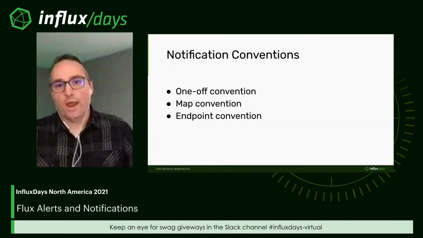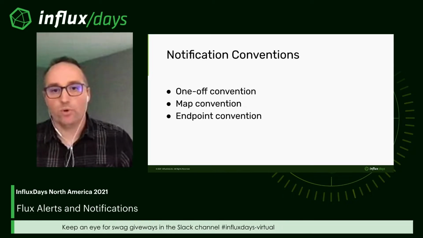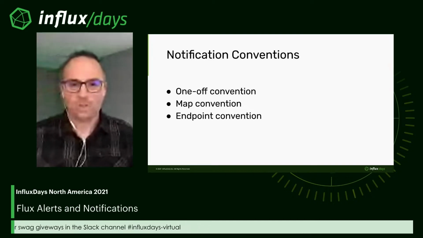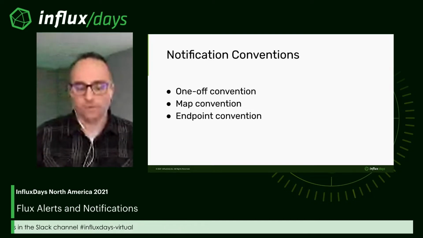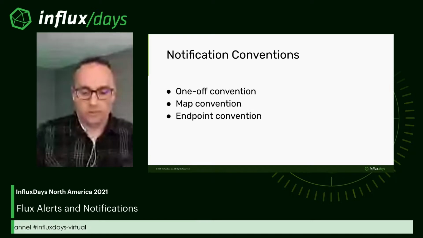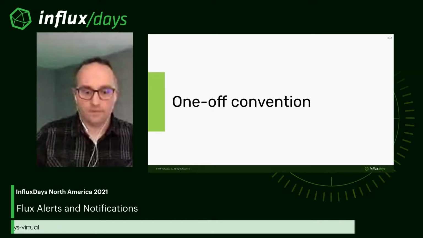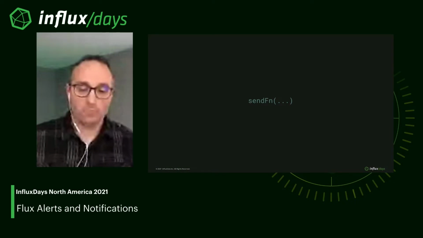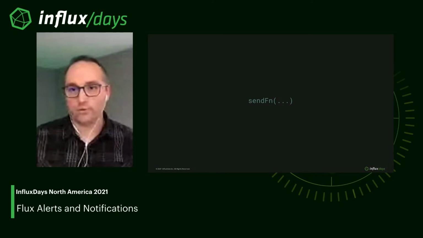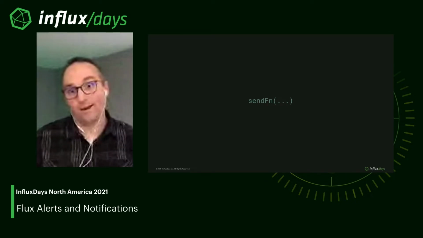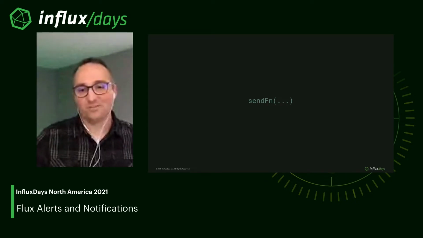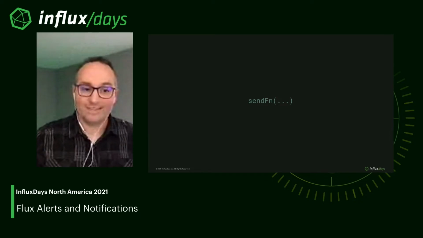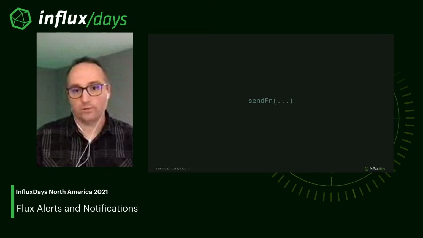So when it comes to writing these notifications in raw Flux, there are really three different conventions you can use: the one-off convention, the map convention, and the endpoint convention. The simplest of these is the one-off convention. By the way, my presentation is almost all code. So if you don't like looking at code, I'm sorry, you're going to look at a lot of it today. But the one-off convention is simply executing the notification function that sends a message to that external service.